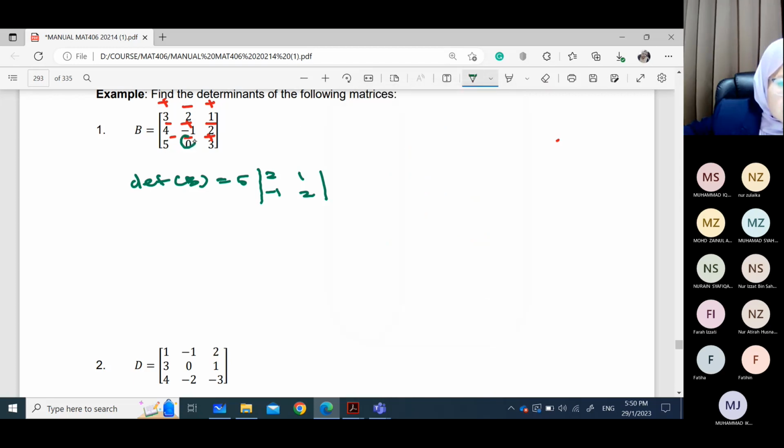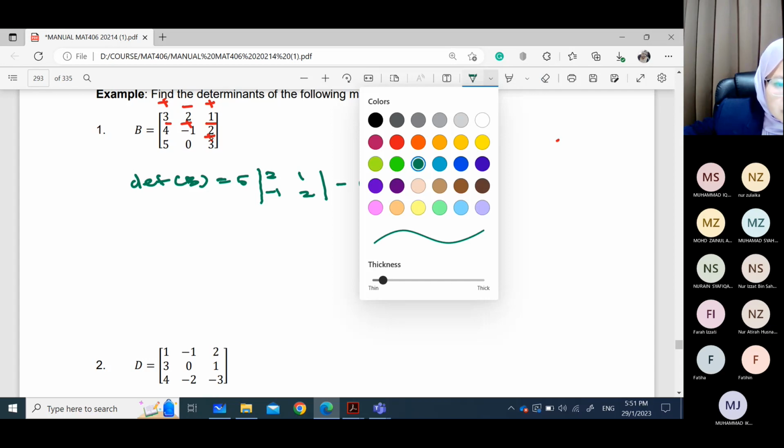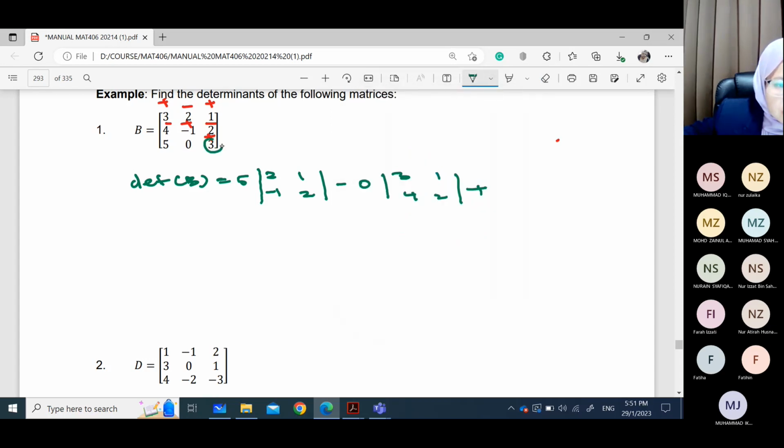Okay. So we take 0. Factor kita adalah kosong. Dia punya sign adalah, ni plus minus, minus 0 times with this determinant. 3, 1, 4, 2. Okay, so plus, so next, yang ketiga, this one, 3. So faktor kita adalah 3, and we eliminate for last row, third row, and the third column.